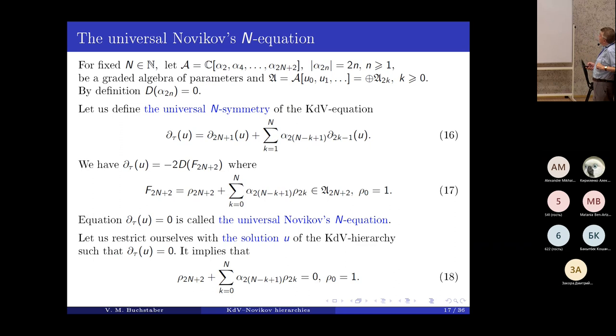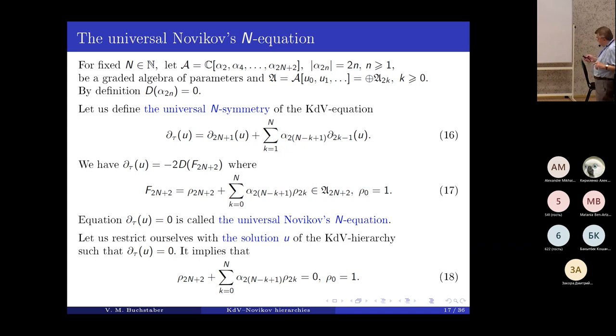Next step. Universal Novikov N equation. Let us consider an evolutionary derivation in such a form, where we describe this canonically, but introduce the coefficient. What does universal mean? It turns out we consider this coefficient as algebraically independent. As we say, it is Novikov's coordinates. It is not complex numbers. It is a set of parameters. So we have such parameters.